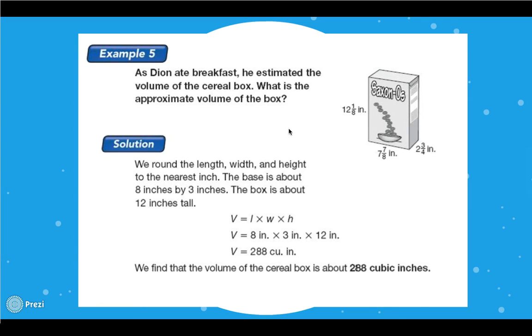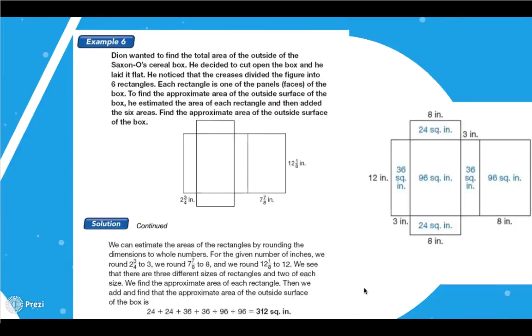And 5, again, we're going to do volume. Okay, so this one is approximate. So you're going to estimate here by either going up or down to a whole number, and then you times it length times width times height, and then we find that we get 288 cubic inches.